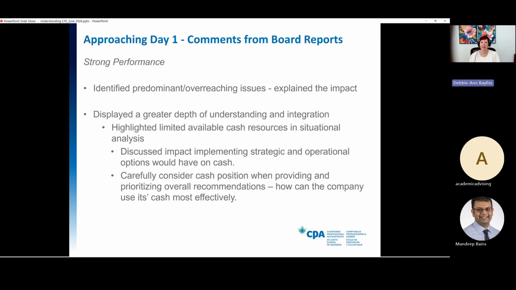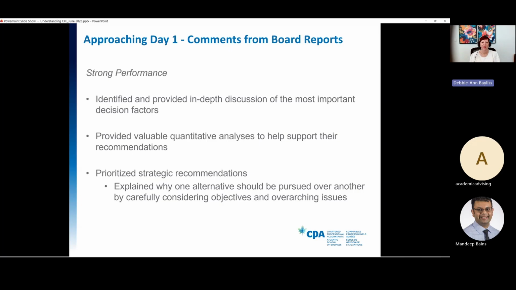And then when they provided the overall recommendation, they absolutely made sure that they didn't exceed the capital available. And when it came to prioritizing what should be implemented and when, they would have noted that a particular option should have been implemented first because it would end up with strong cash flow. Also, they identified and provided in-depth discussions of the most important decision factors.